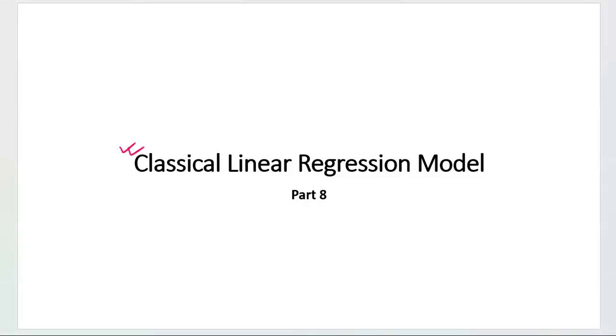So in the previous video we talked about how to conduct hypothesis testing using the slope parameter, which is beta. Now in this video I will be talking about hypothesis testing using the intercept parameter, which is alpha. We will solve numerical questions on that and we will also derive the confidence interval of alpha.